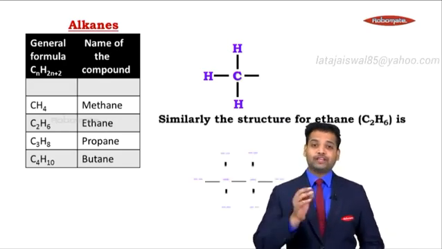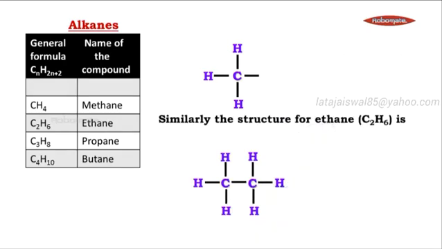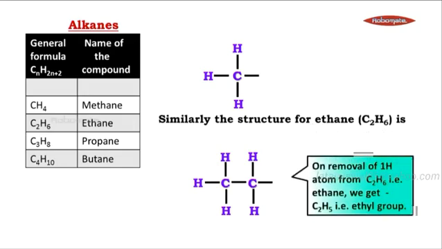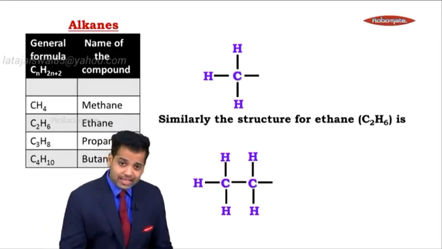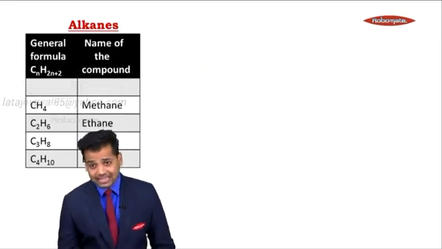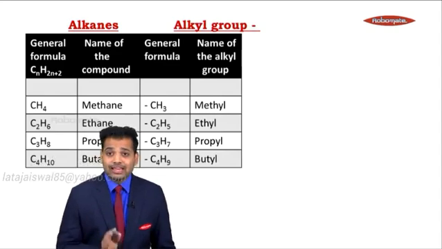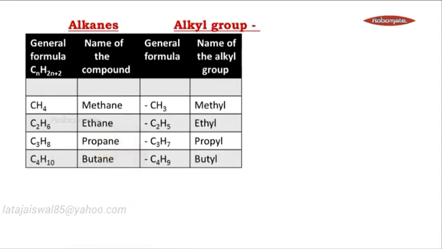Similarly, the structure of ethane is C2H6 and looks something like this. So if I remove 1 hydrogen, can I say what I get back is an ethyl group? So if a methane can be converted into methyl, ethane into ethyl, similarly, can I say a propane can be converted into propyl and a butane can be converted into butyl?